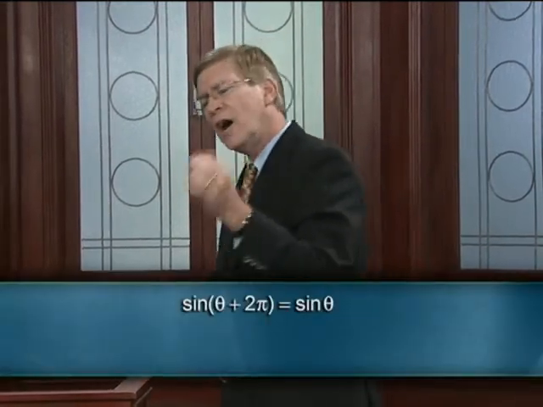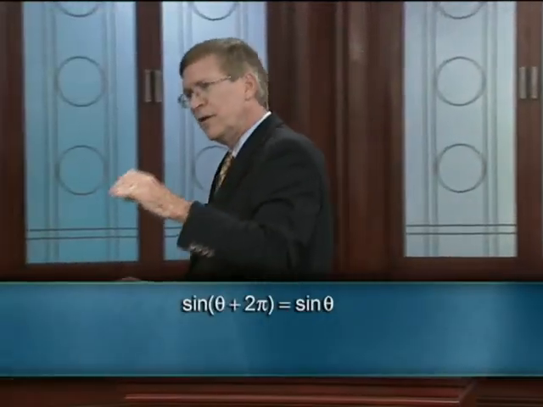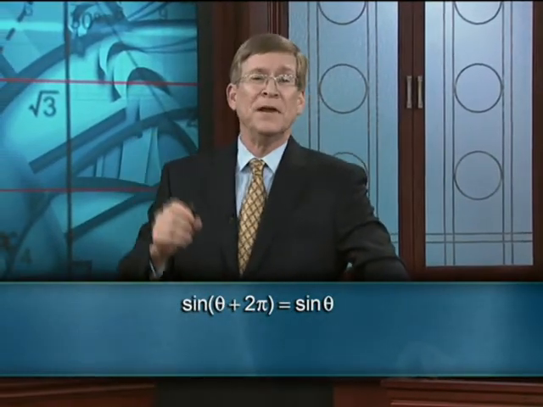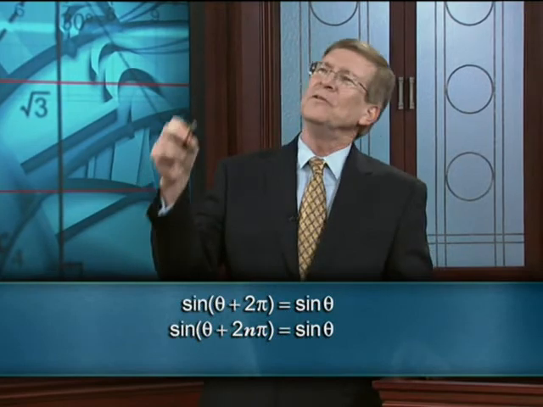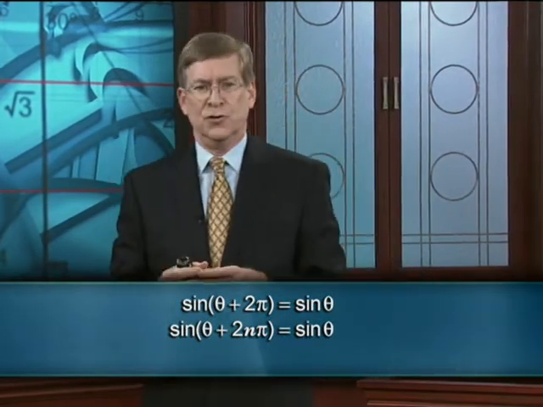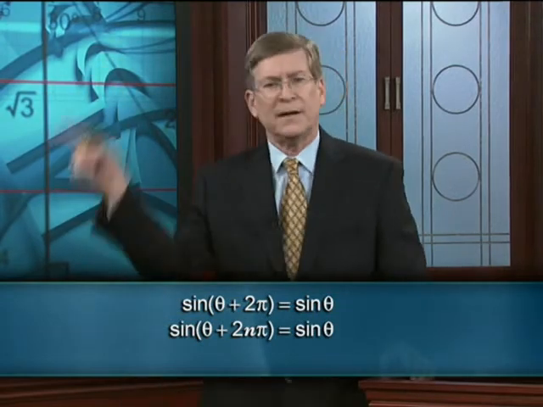Here's a further fact about this sine function and this cosine function. If you have sine of an angle, and then you add 2 pi to that angle, you come back to the same point, don't you? They're coterminal. So the sine of theta equals the sine of theta plus 2 pi. I can do even better. The sine of theta equals the sine of theta plus 2n pi, where n is any integer. I can go around 5 times and come back to the same point.